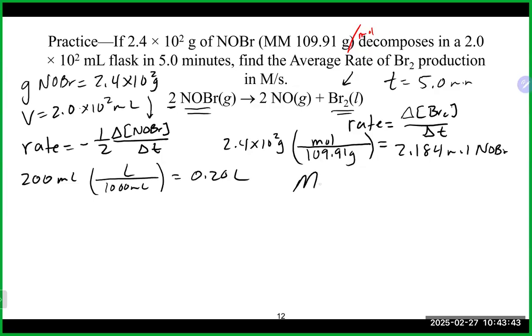So our molarity of NOBr would be 2.184 divided by 0.2 liters. Popping that in there, we'll call it 10.92 molar. That is basically this quantity right there. I also have the time given to me. By the way, any questions on that there?